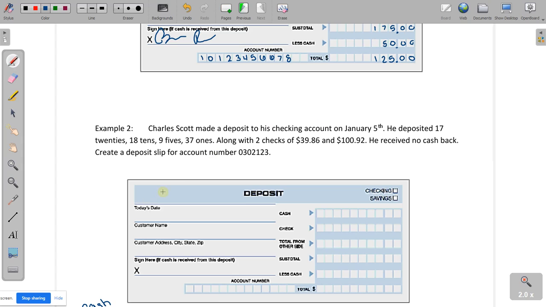So the date is January 5th. We're going to assume it's this year. Customer's name, Charles Scott. And his account number.